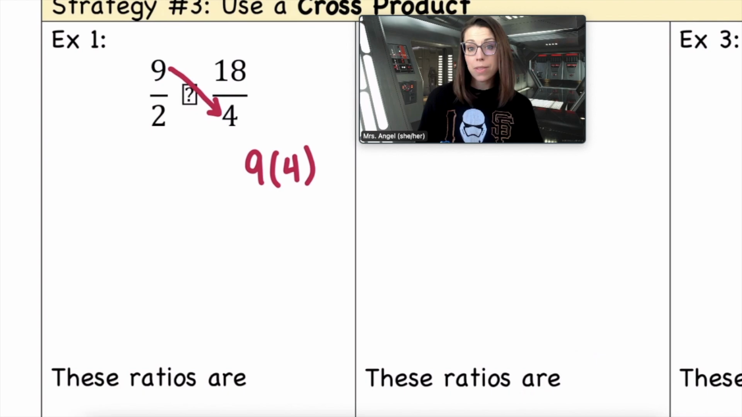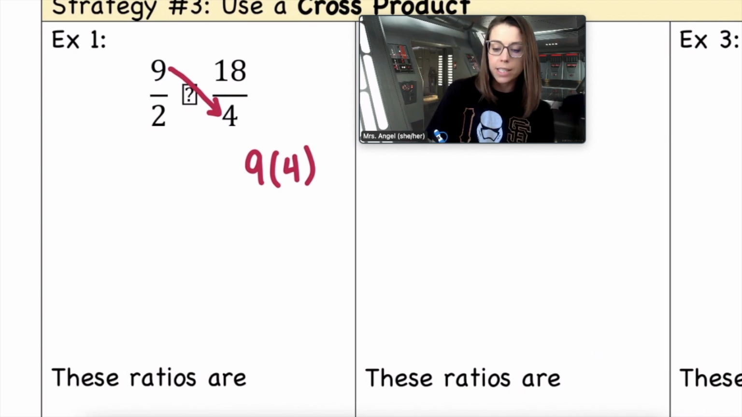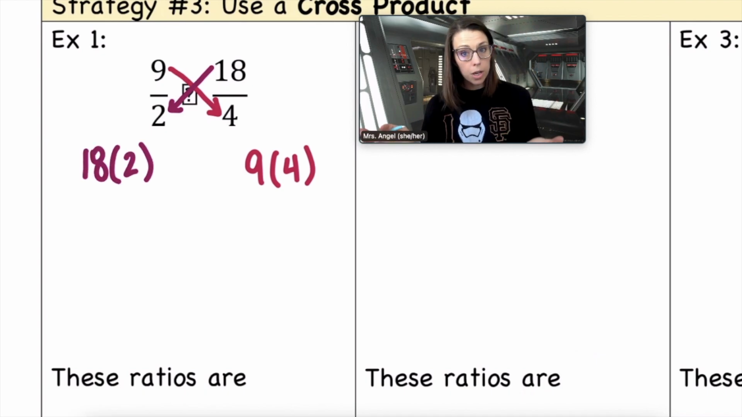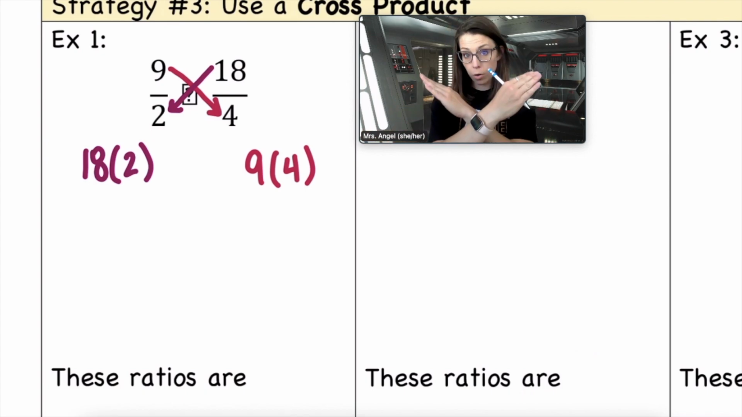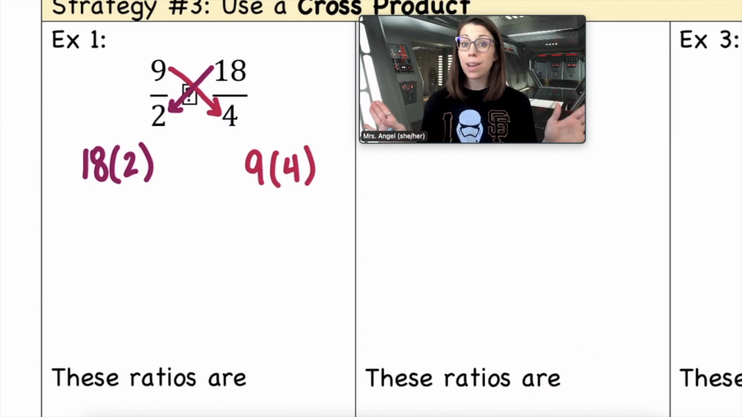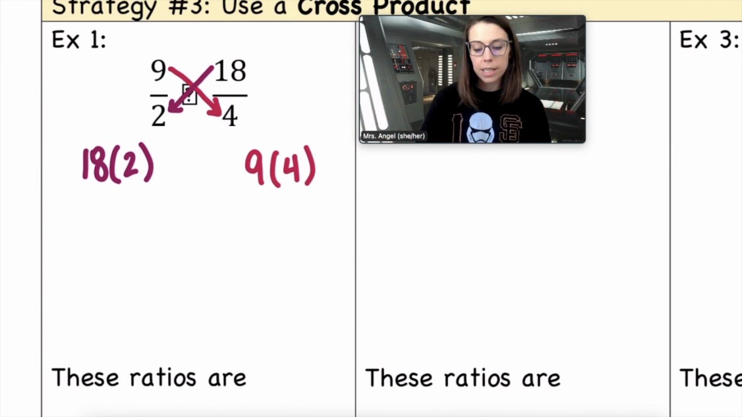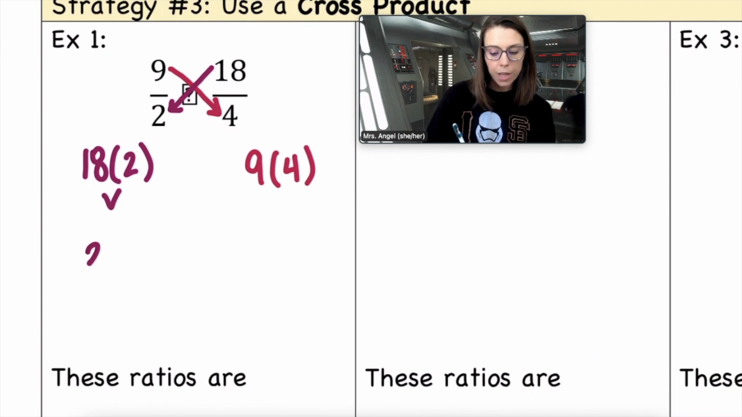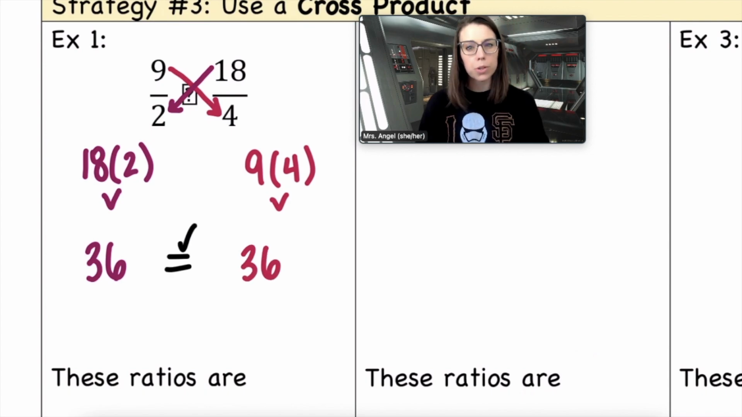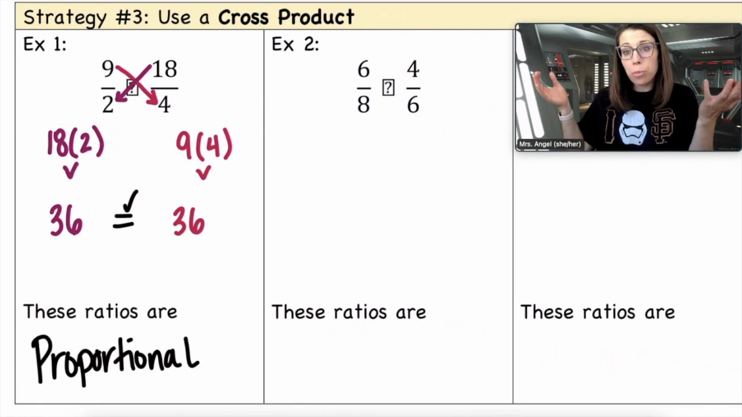Now, we're going to do the same thing with our other numerator and denominator. We're going to take the numerator 18 and multiply it by the denominator 2. 18 times 2. These are called cross products because we're multiplying across. If they're equal to each other, the ratios are proportional. If they're not equal to each other, not proportional. So let's simplify. 18 times 2 is 36. And 9 times 4 is also 36. Last time I checked, 36 equals 36. So since the cross products are equal, we can say that the ratios are proportional.